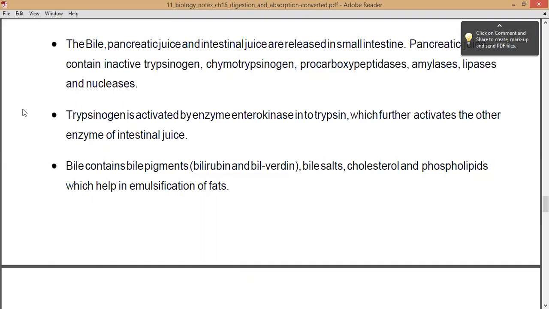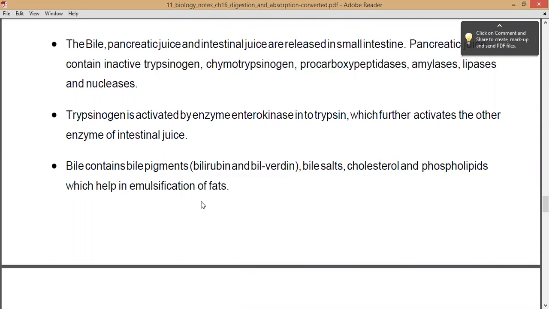So this way the whole chain continues, and all of these are responsible for digesting complex molecules into simpler forms, right? Now the bile contains the bile pigments, and those pigments are bilirubin and biliverdin, right? These are the two pigments present in the bile. And there is also the presence of bile salts as well as cholesterol and phospholipids, and they act upon the fats, doing emulsification and saponification, right?